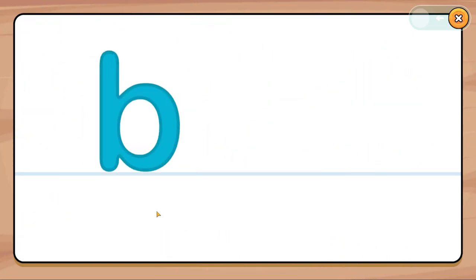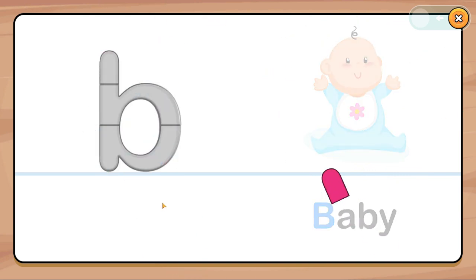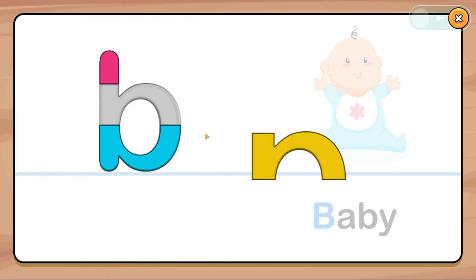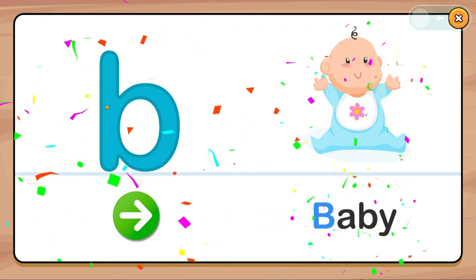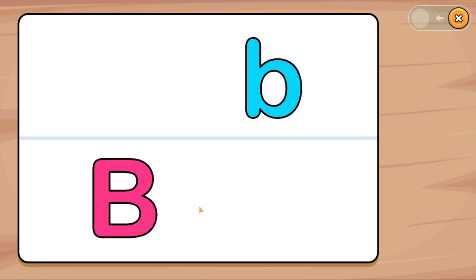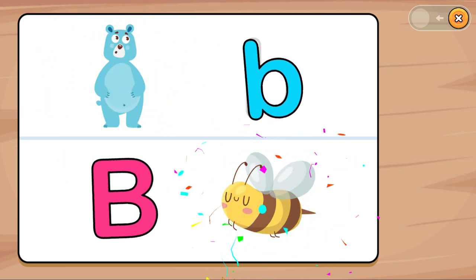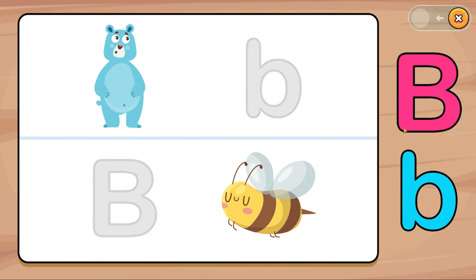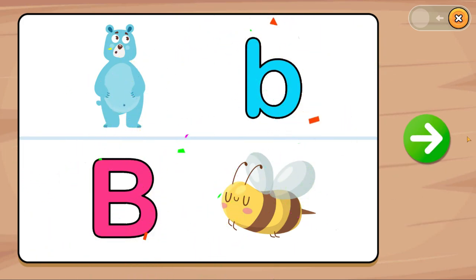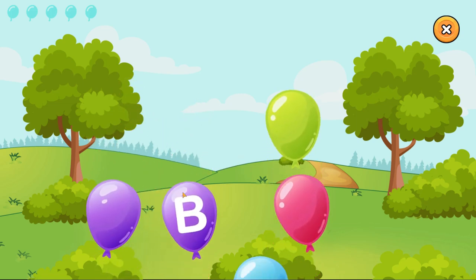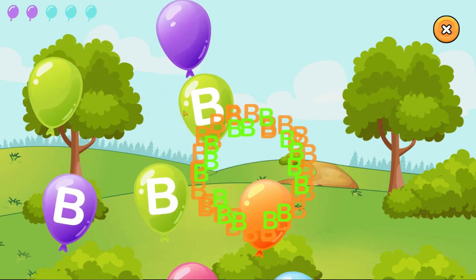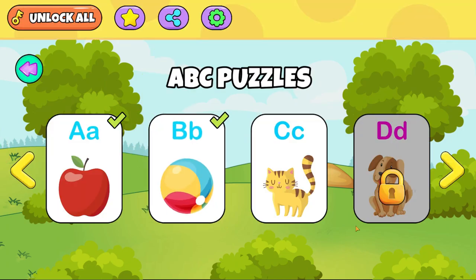B is for baby. Great. Smart. Great. B is for bear and for bee. B. Great. B.